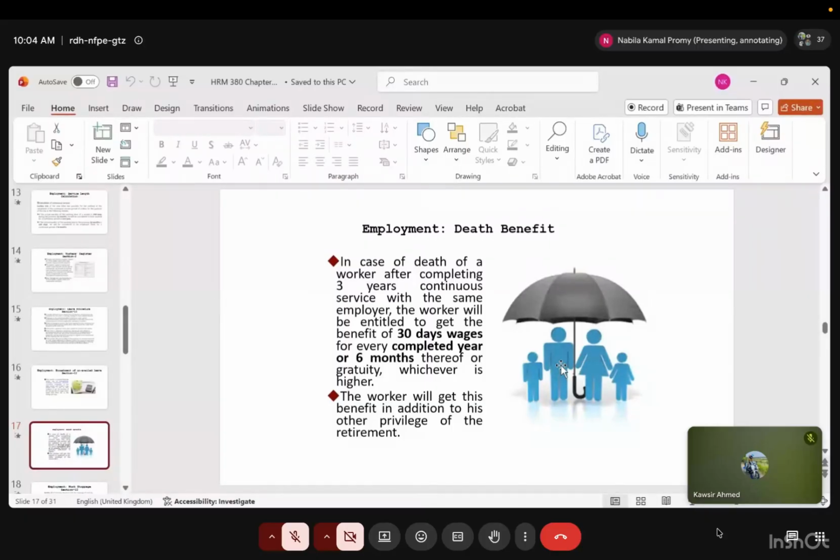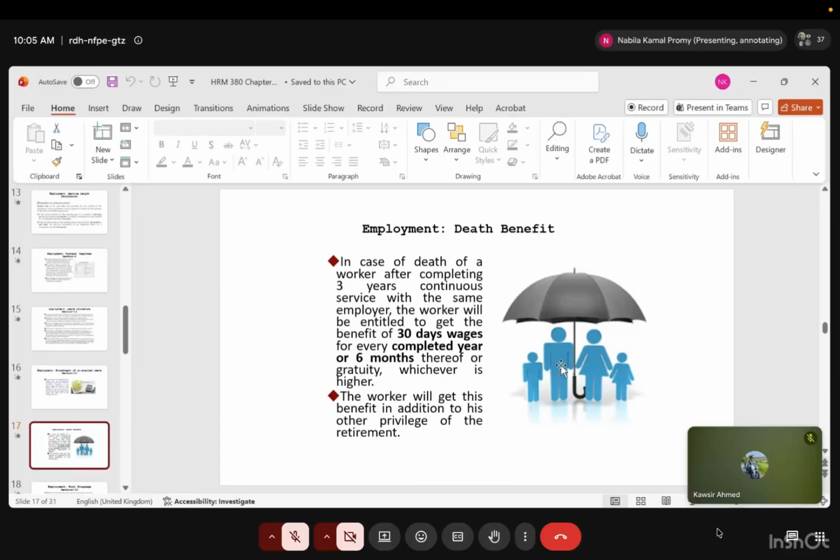তার মানে যদি 1 বছর কাজ করে, 1 বছর কাজ করলে 30 দিনের বেতন পাবে, 2 বছর কাজ করলে 60 দিনের বেতন পাবে, 3 বছর যদি কাজ করে মারা যায় তাহলে 90 দিনের বেতন পাবে। কিন্তু এটার জন্য মিনিমাম 3 ইয়ার্স কাজ করতে হবে। যদি 3 ইয়ার্স কাজ না করে তারা কোনো কারণে মারা যায়, in that case this benefit won't be applicable to that employee.